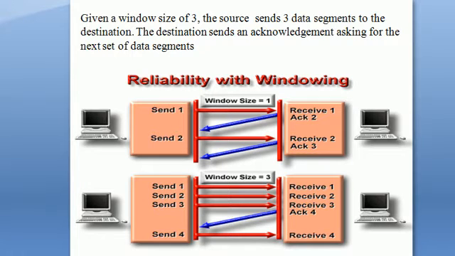Suppose here, given a window size of 1, here you can see sender is sending 2 times and receiving the acknowledgement back 2 times, while given a window size of 3, the source sends 3 data segments to the destination and the destination sends an acknowledgement asking for the next set of data segments. Here sender sends the data segments 3 at a single time. Receiver acknowledges all the 3 at a single time with a single acknowledgement message and sender sends the 4th packet which is directly received.